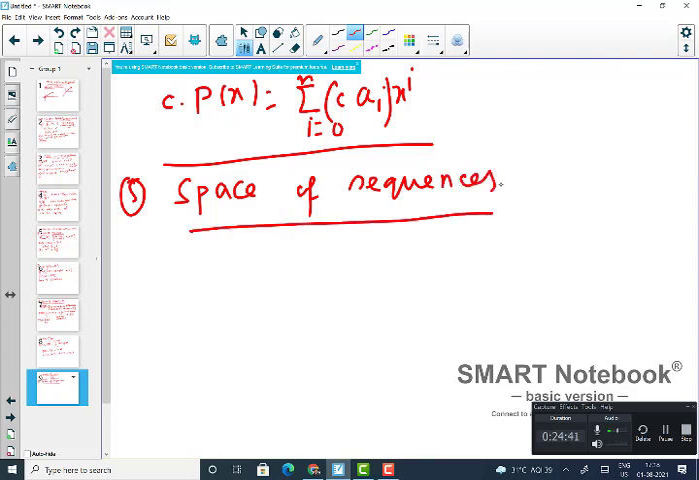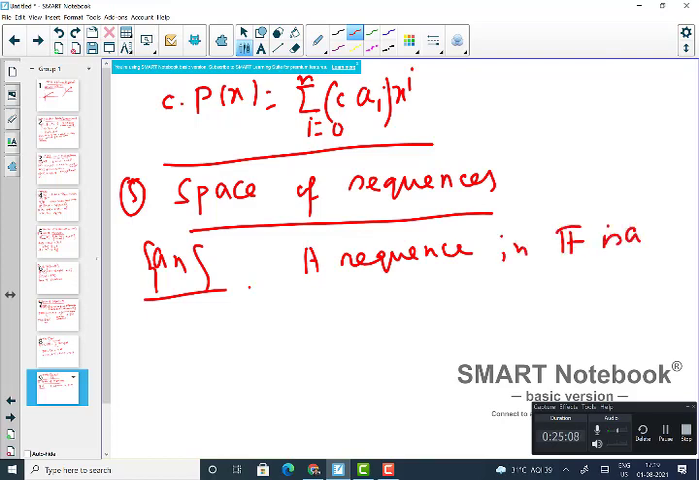So what do you mean by a sequence? Let me write it properly. A sequence in some field F is a map, and map means function, from the natural numbers to F. This is the meaning of a sequence.